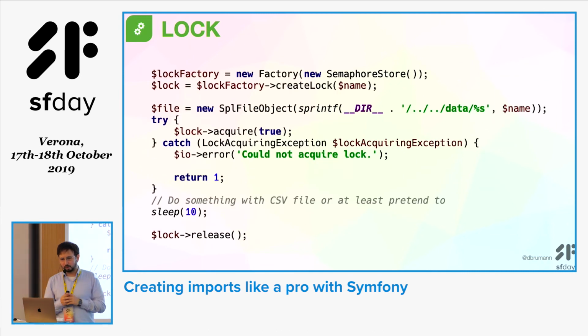And yeah, this is what it looks like. You create a lock factory and pass it the store that you want to use. And with that lock factory, you can then create a lock, which you ask to acquire, which basically tells other processes, I'm working now, you should not do anything. The true is just setting it to blocking, so it will throw an exception when someone else has acquired a lock for it. And then I can do stuff, and at the very end, when I'm finished, I will release the lock.